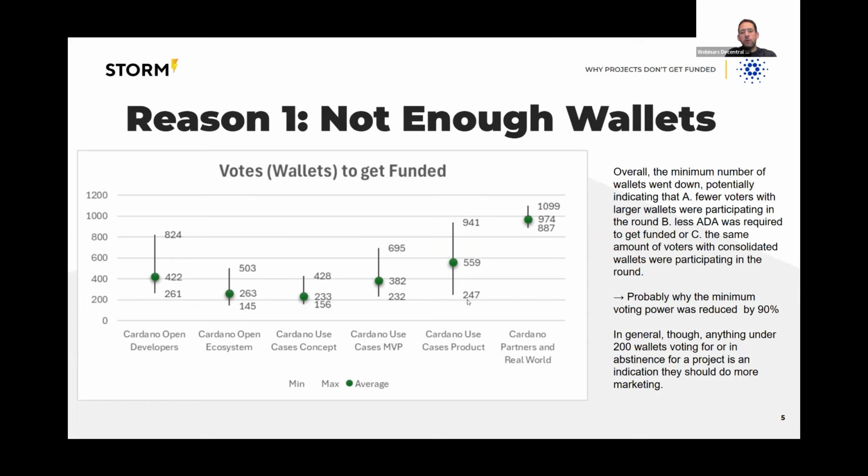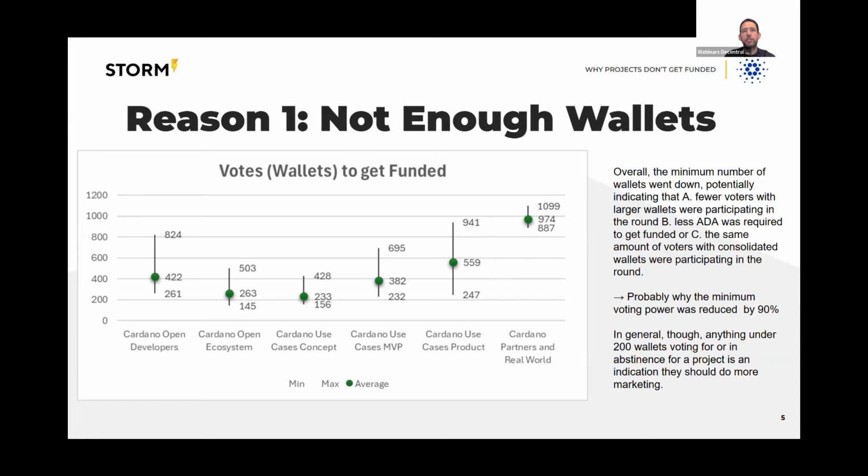So in general, we can definitely say that the number of wallets that needed to participate in voting for a project was lower. Now, there's a couple different interpretations we could make of that data point. A is that fewer voters with larger wallets were participating in the round, so more whales and fewer shrimps. Two, you could say that less ADA was required to get funded, and we'll check that number to see if that assumption is true.